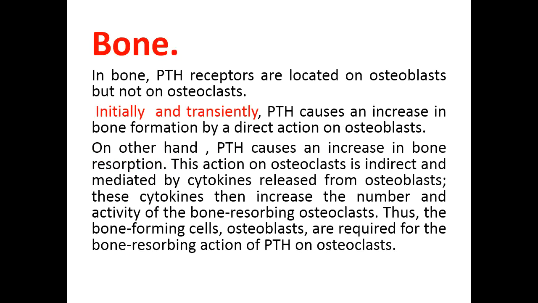On the bone, parathyroid hormone receptors are located on the osteoblast. You have to remember the action of parathyroid hormone on the kidney, on the bone, and on the intestine. In the kidney, it will inhibit reabsorption of phosphate. Its receptors are present in the cell membrane of the proximal tubule, while in the bone, its receptors are present on the osteoblast, but not on the osteoclast. They are present on the osteoblast initially and transiently.